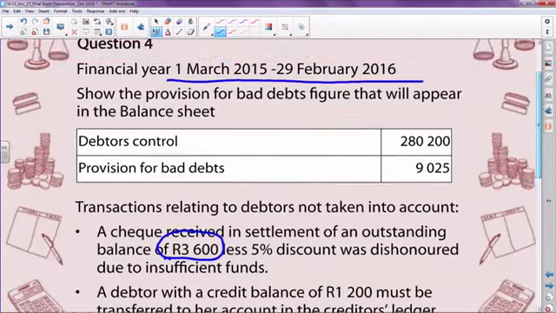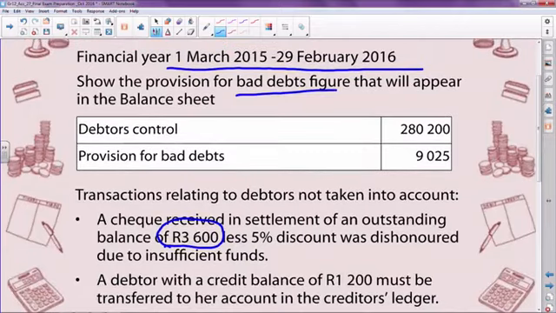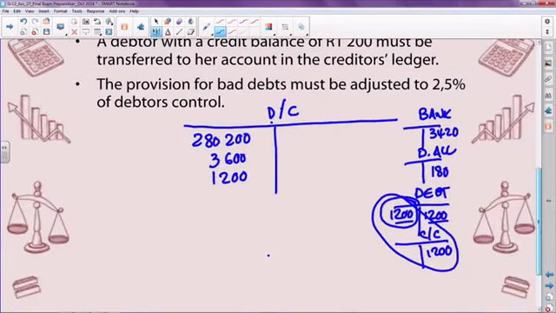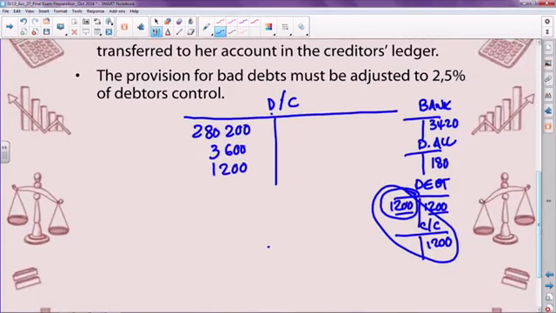Welcome back, grade 12s. Yes, we're busy with the debtors control account. Remember, the question we had to answer was, show the provision for bad debts figure that will appear in the balance sheet. Okay, right, now that we have all our adjustments for debtors control in place, we can go ahead and do that.